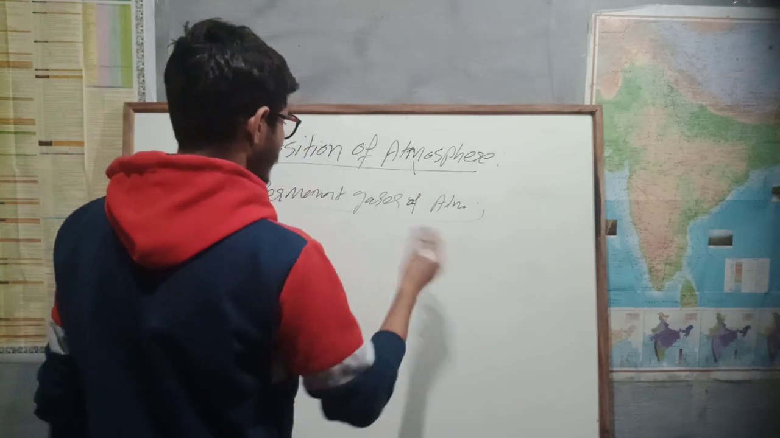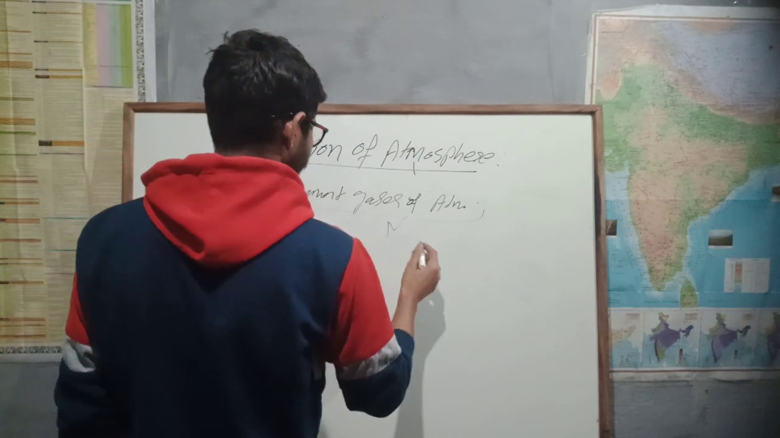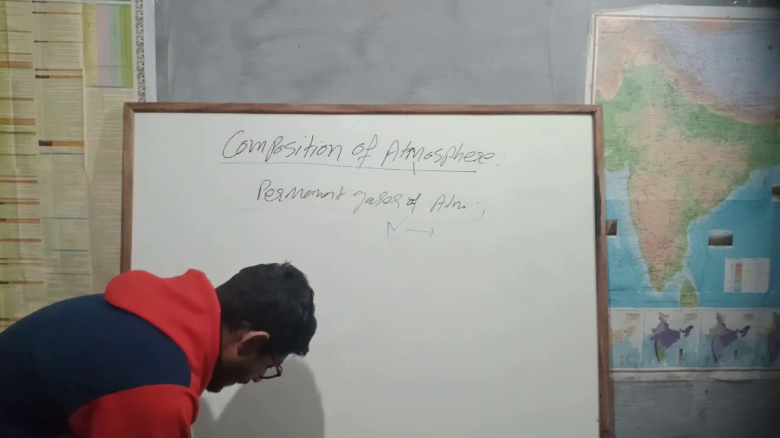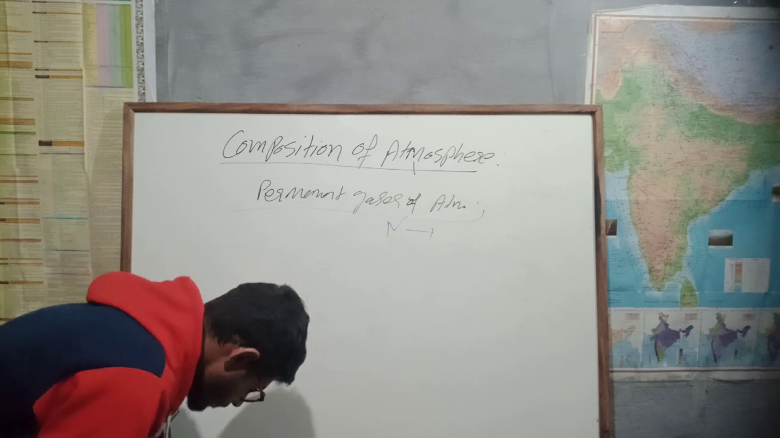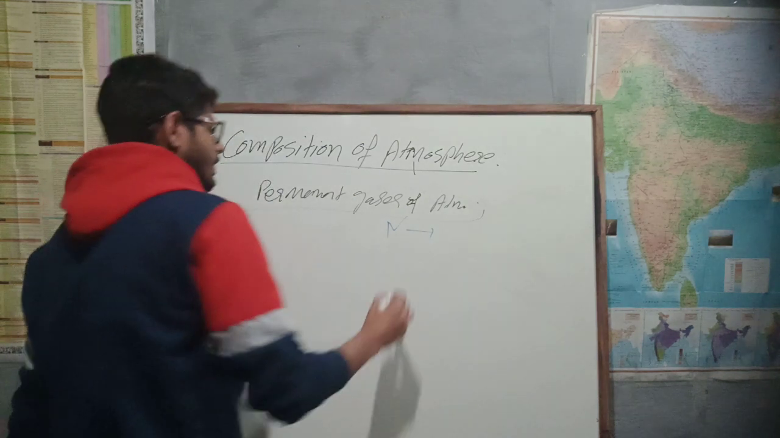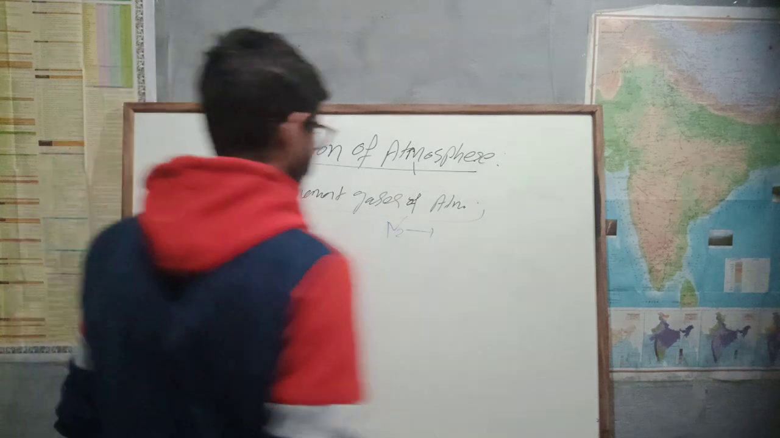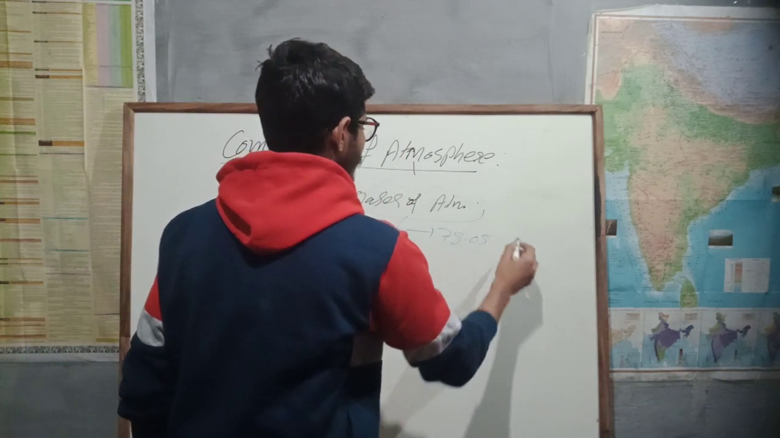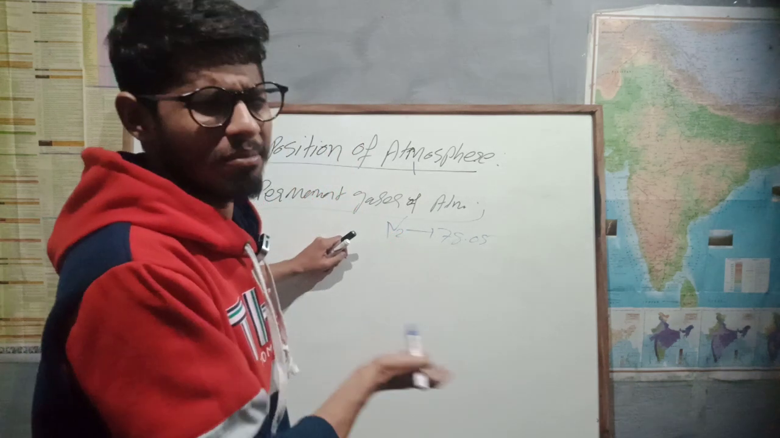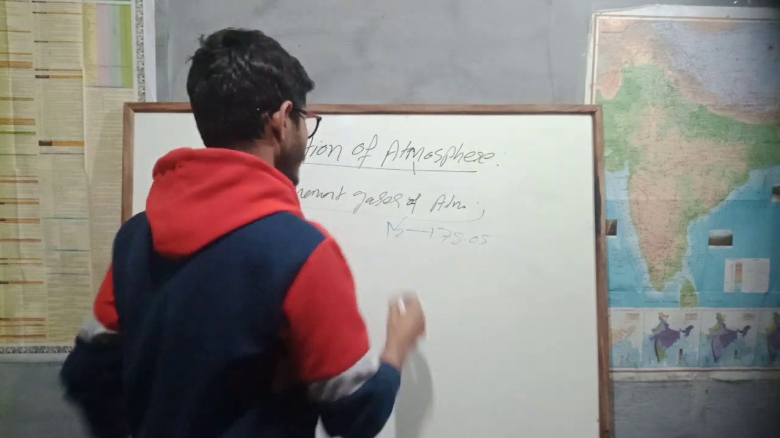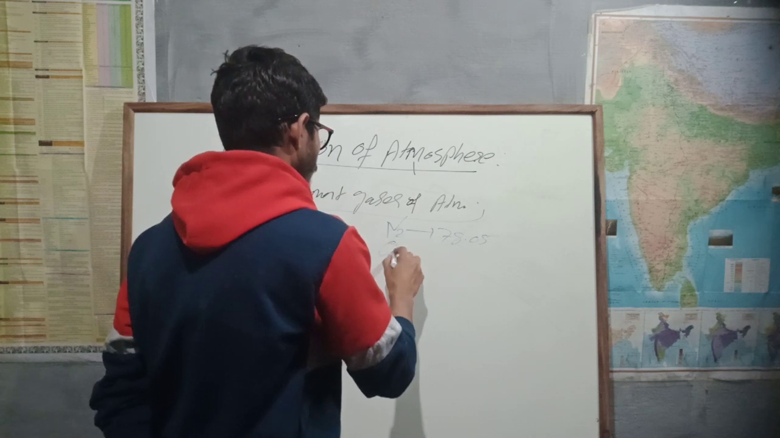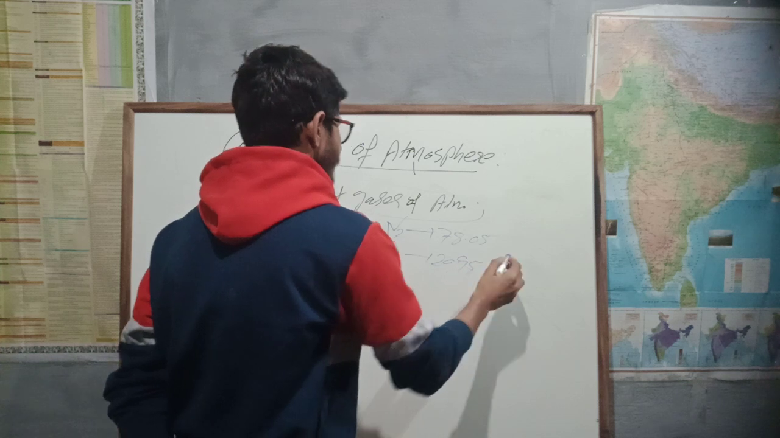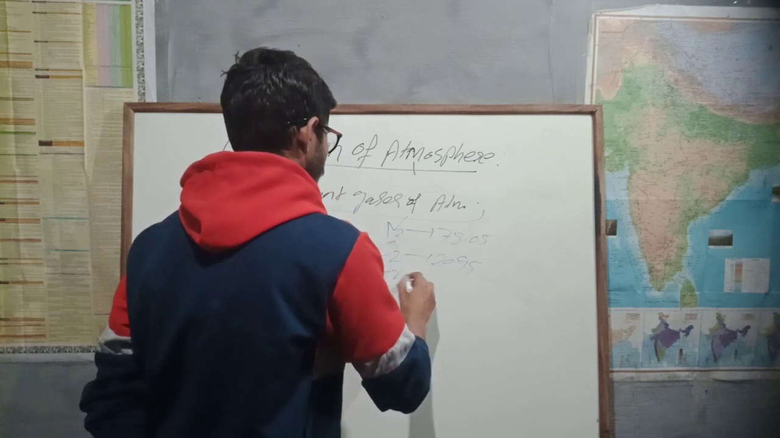First one is, as everybody knows, nitrogen. How much percentage is there? Its composition is around 78.05, but you don't need to go that precise. Just remember it. Then we have O2, oxygen. It's around 20.95.